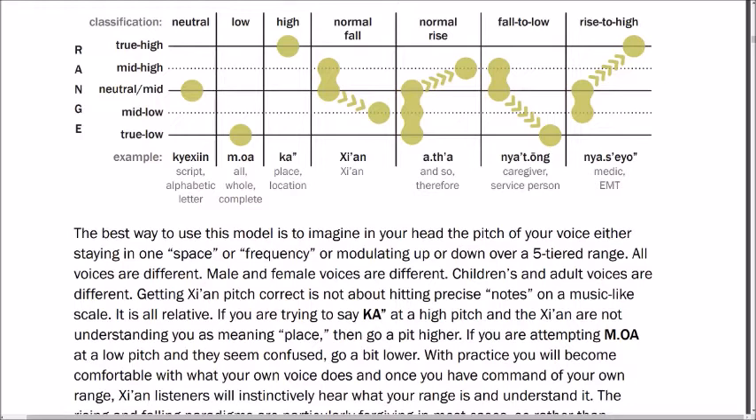It is all relative. If you are trying to say ka at a high pitch and the Xi'an are not understanding you as meaning place, then go a bit higher. If you are attempting moa at a low pitch and they seem confused, go a bit lower. With practice, you will become comfortable with what your own voice does, and once you have command of your own range, Xi'an listeners will instinctively hear what your range is and understand it.